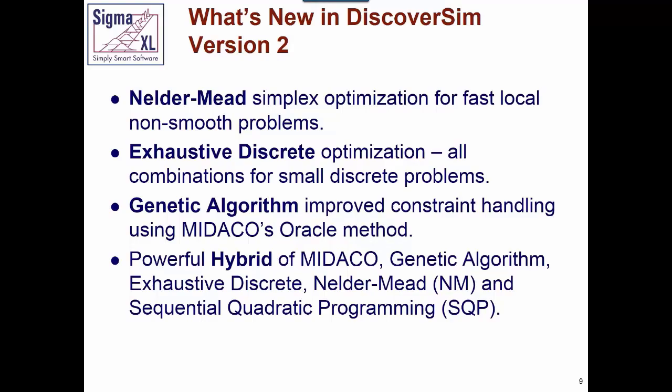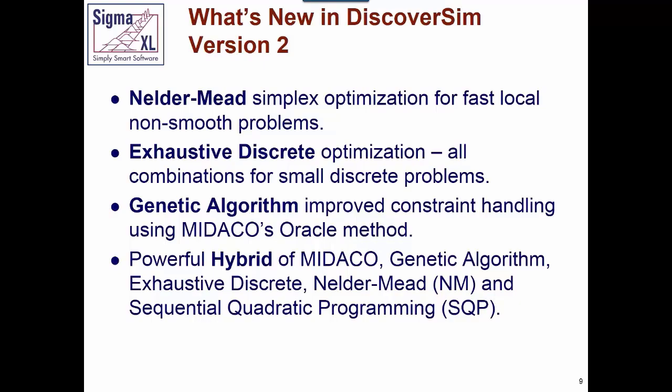So we've added the exhaustive discrete, and in hybrid mode, in the case where all the control factors are discrete, it will try all the combinations. And it will also run a test to see if it's going to take too long to solve it. And if it takes too long, it'll move on to other methods. The genetic algorithm we had in version 1, and we've improved the constraint handling in the genetic algorithm.